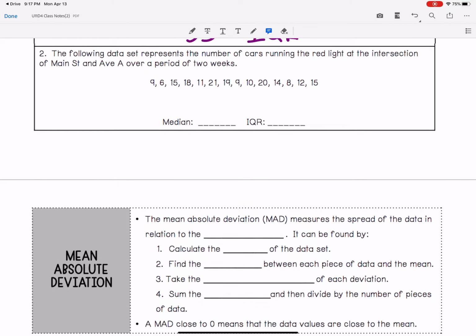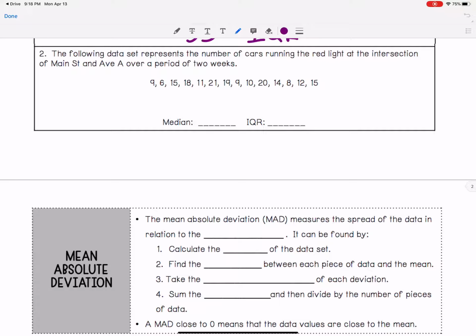The following data set represents the number of cars running the red light at the intersection of Main Street and Avenue A over a period of 2 weeks. Okay, so they gave us some information that we really didn't need to know. What we do need are all of these numbers. Step number 1, let's order the data from least to greatest.